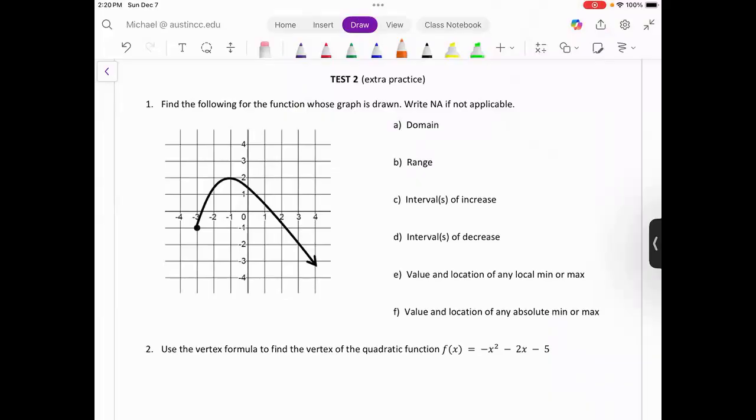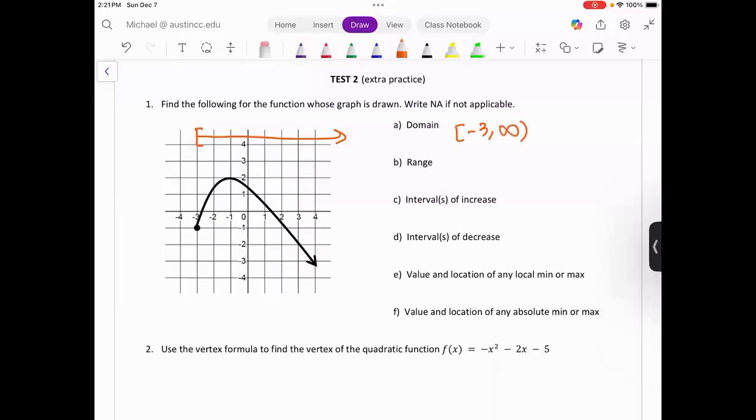All right, next question. Let's find the following for the function whose graph is drawn, right, in A if not applicable. Okay, so first we want the domain. What x values does it take? Well, we're starting here at -3, and we're going all the way to positive infinity. And we are including -3, so we'll use that bracket.